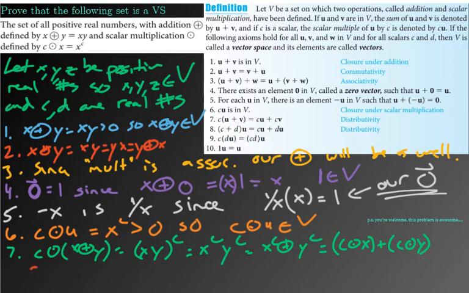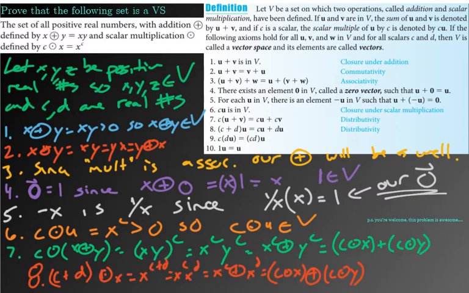For number 8, figured for time reasons I would just write this all down. So, c plus d times vector x is going to be x to the c plus d.